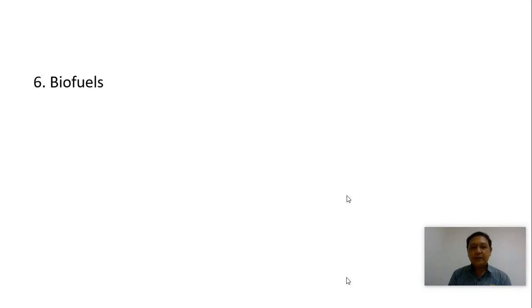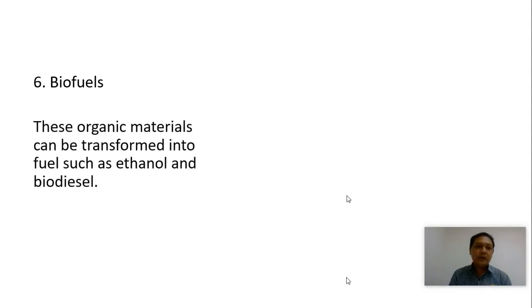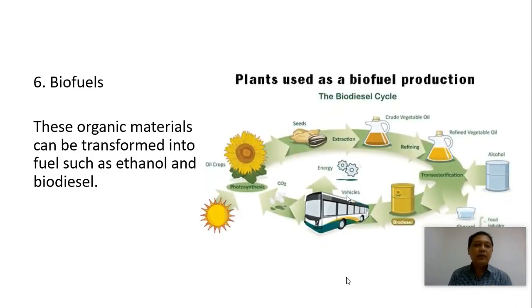Okay, number six, biofuel. These organic materials can be transformed into fuel such as ethanol and biodiesel. Plants are used in biofuel production. We can see the biodiesel cycle, from oil crops, seeds, extraction, crude vegetable oil, refining, and then alcohol. That's from the process of photosynthesis.